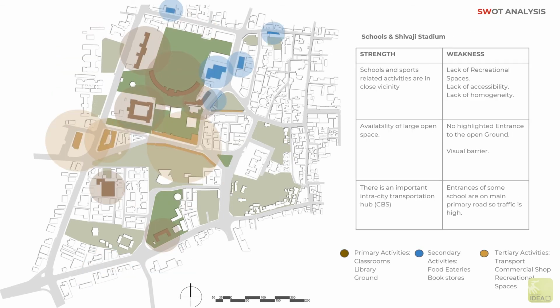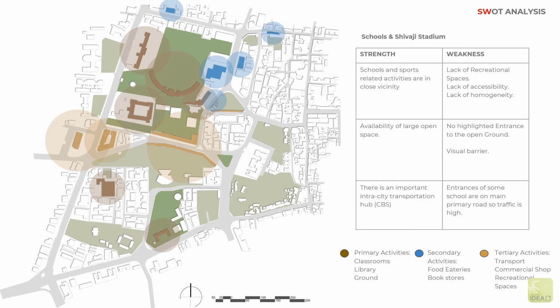Talking about the schools and the Shivaji Stadium, the SWOT is as follows. Strengths are: all schools and sports related activities are in close vicinity. There is an availability of large open space. There is an important intra-city transportation hub, CBS, which is nearby.